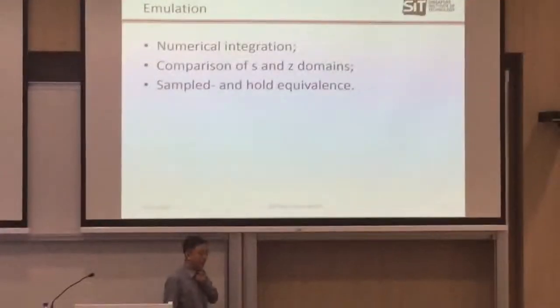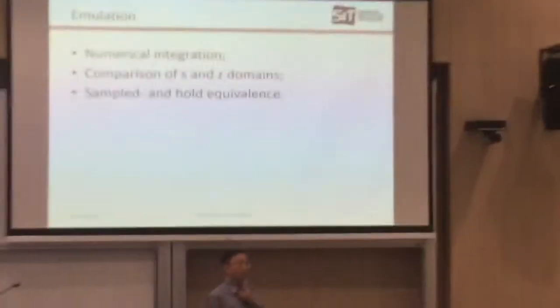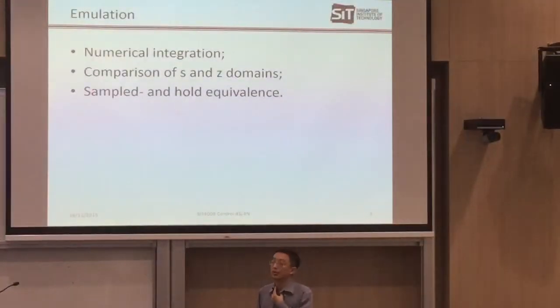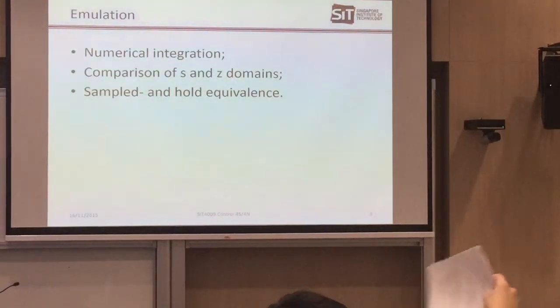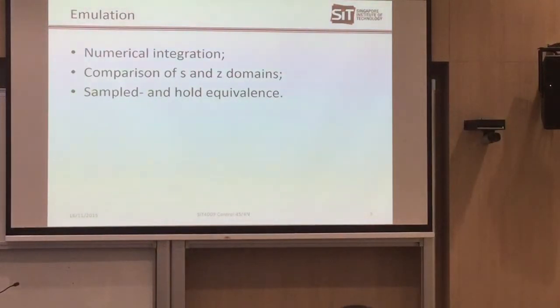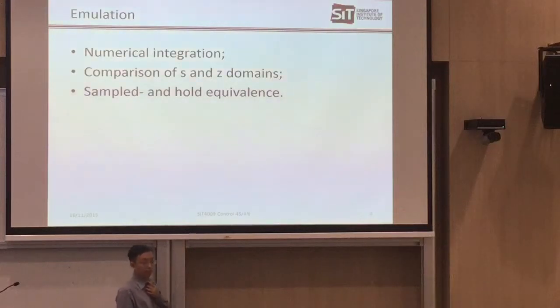Last week we introduced one approach, which is called numeric iteration. For this one we introduced three methods: the forward, backward, and trapezoidal. And this week we are going to continue with the other two. One is the comparison and another one is the sample and hold method.